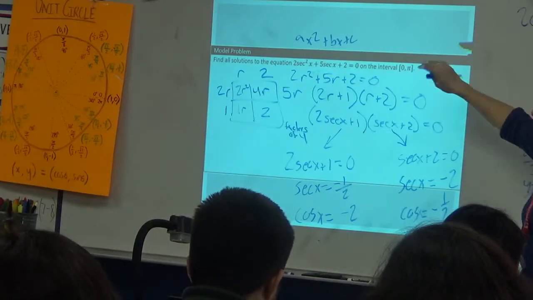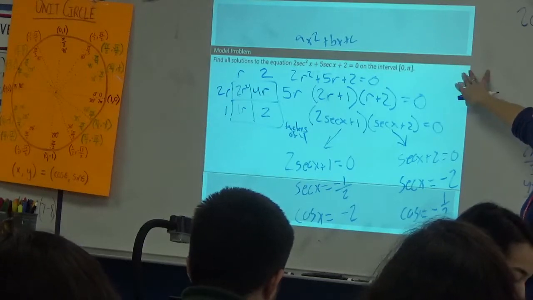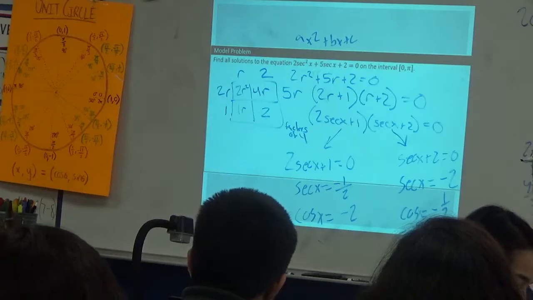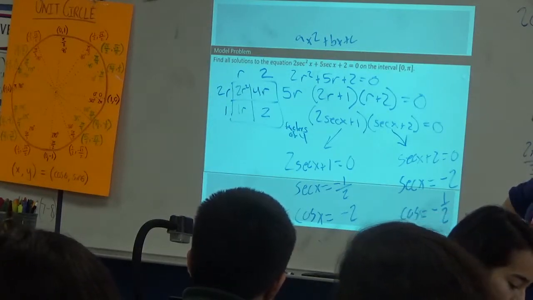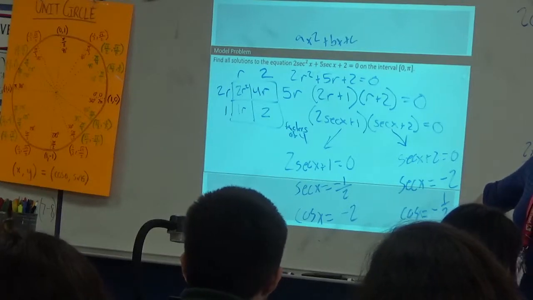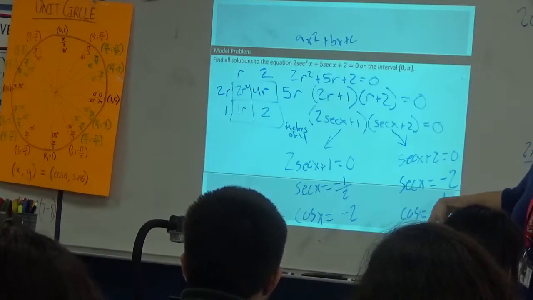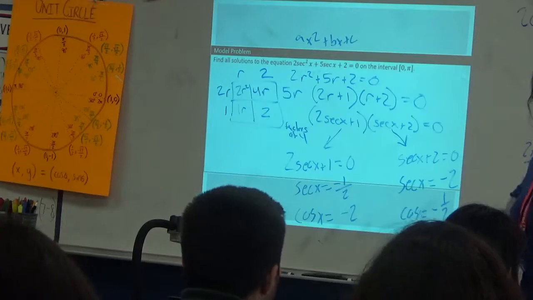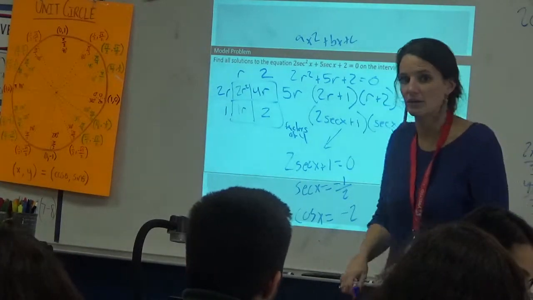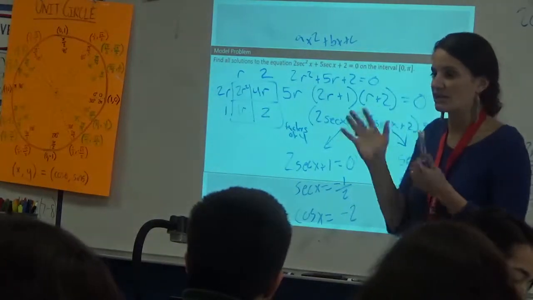Oops, my bad. On my paper, what does it say the interval is? 0 to pi, which means in my case, the answer would be not 4 pi over 3, that's too far, right? Mine would be just 2 pi over 3. If I said 0 to 2 pi, it would be both of these. So please pay attention to what it says about your interval, because depending on what it asks, your answer is going to be different.